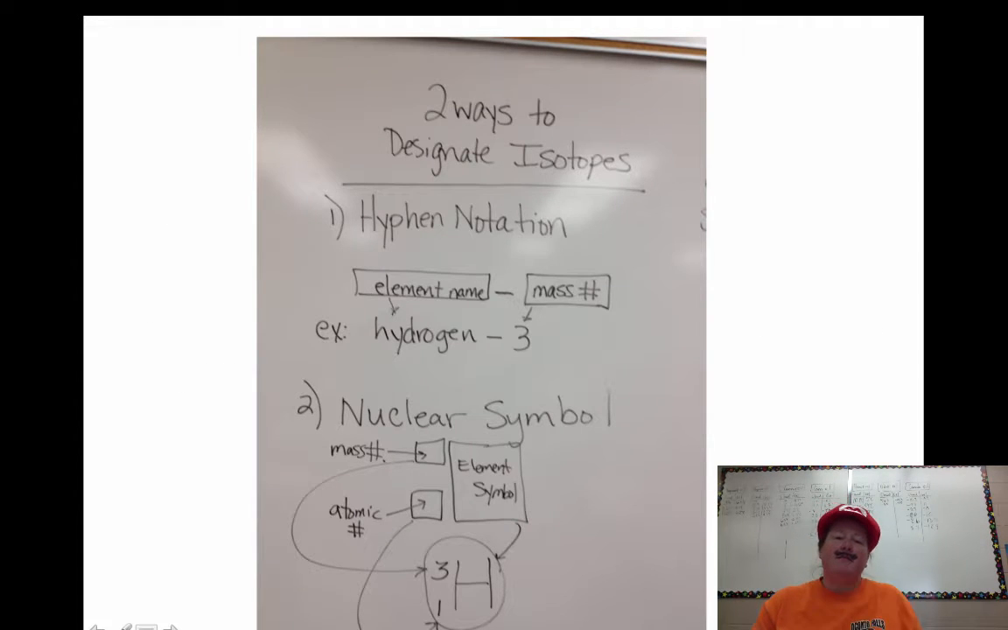And this is just a summary, again, of the hyphen notation, the element name followed by the mass number, and the nuclear symbol. The element symbol with the mass number on top, the atomic number on the bottom, and there is an example of that tritium-hydrogen isotope.